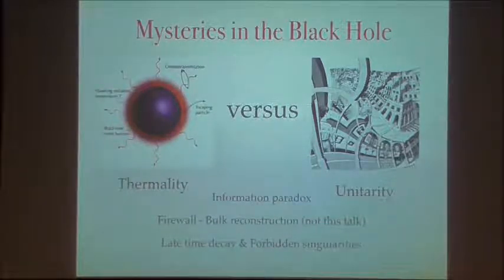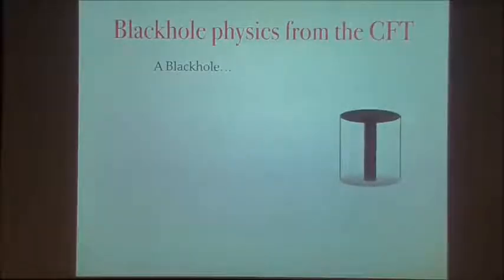Instead, in this talk, we will focus on two much easier signatures of black hole information loss. One of them is what I call the late-time decay, and the other one is the forbidden singularity. I will explain these signatures in detail later on. So first, let's look at how to get black hole physics from the CFT. All of this will be explained in much more detail later. This is more like a preview.